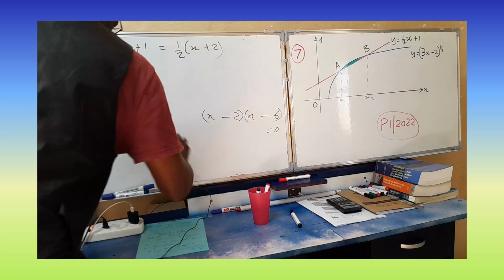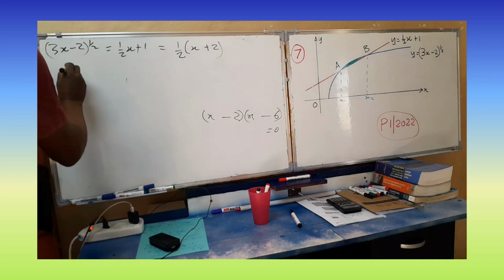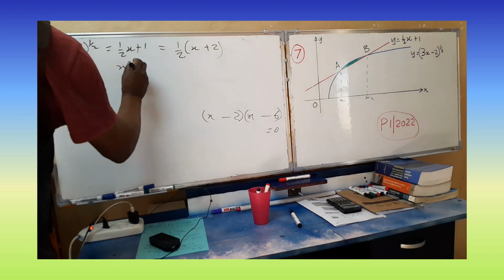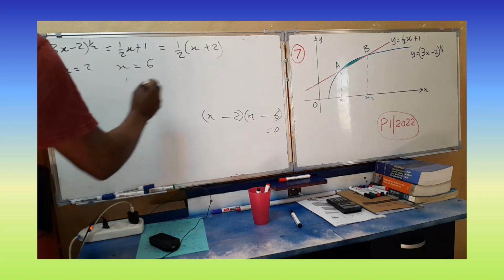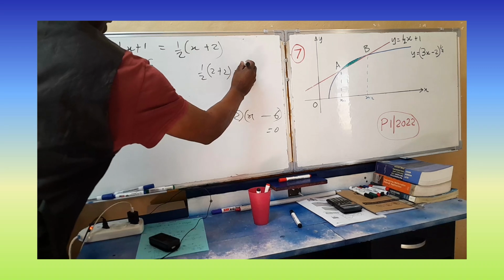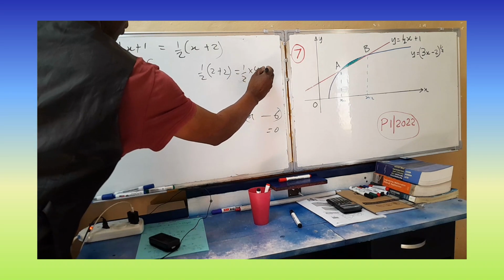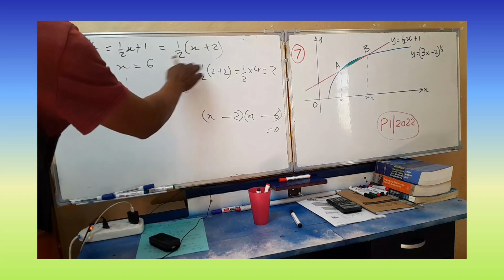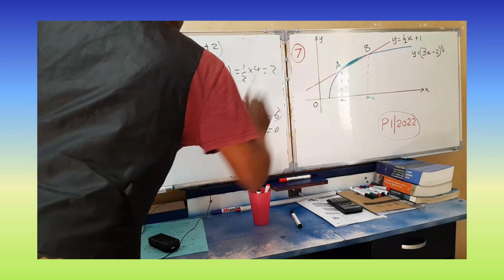So the values of x that satisfy this equation are x equals 2 and x equals 6. What are the values of y when x is this value? We can use this simple equation here. Let's put x equals 2. We then have half of 2 plus 2, which is half of 4, which is equal to 2. So when x is 2, y is also equal to 2. So we have the point (2, 2), which should be the point A there.